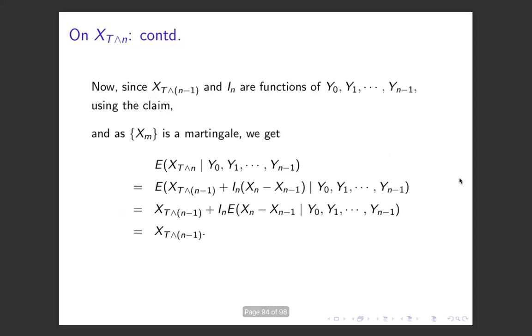So armed with this, the defining property of a martingale is easy to prove. So from the claim, and of course, these things are functions of y0 to y n minus 1, we can write this way. This is from the claim, and this is a function of these up to n minus 1. So that comes out.